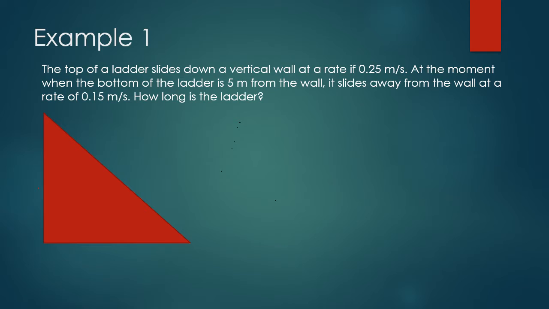So this here is the wall, and this here is the ladder. And notice that this is a right triangle, and what do we know about right triangles? They're governed by this equation, the Pythagorean theorem. And so what do we know about related rates? We know we need to take the derivative of whatever equation we have. So this becomes 2a times a prime plus 2b times b prime equals 2c times c prime.